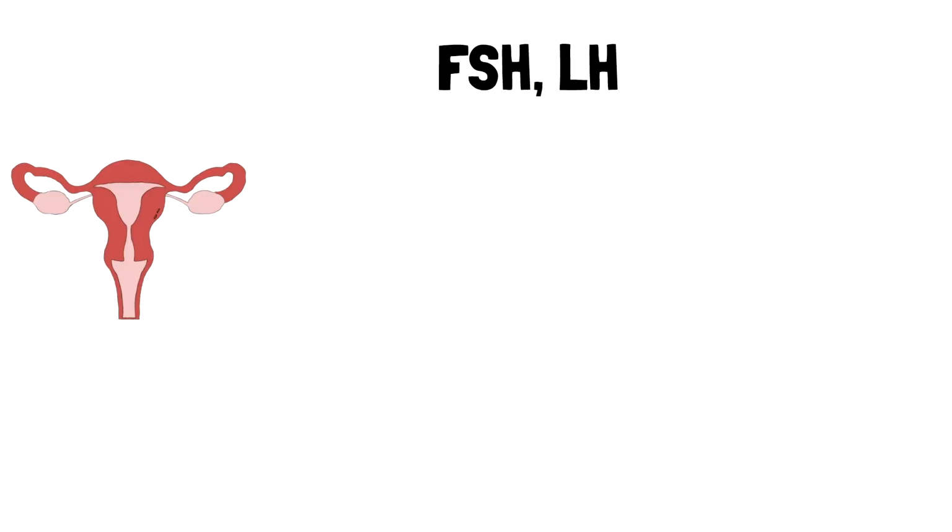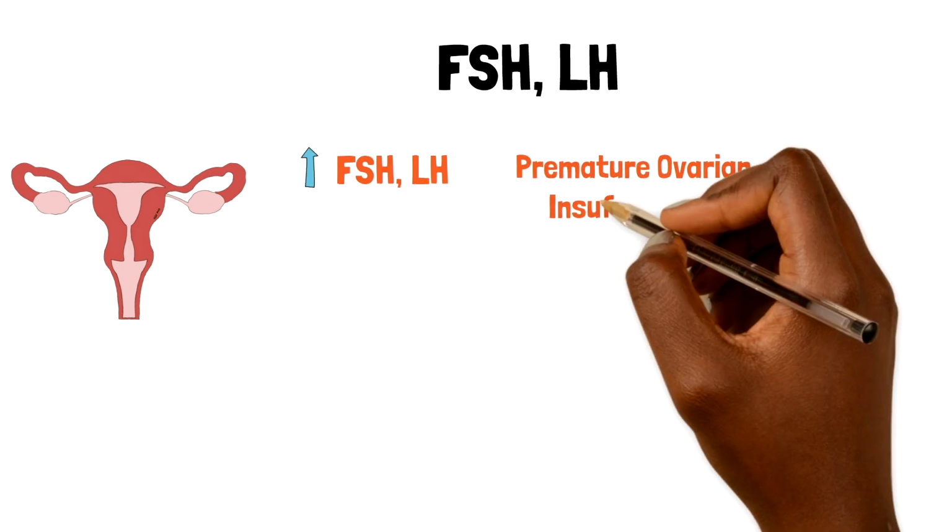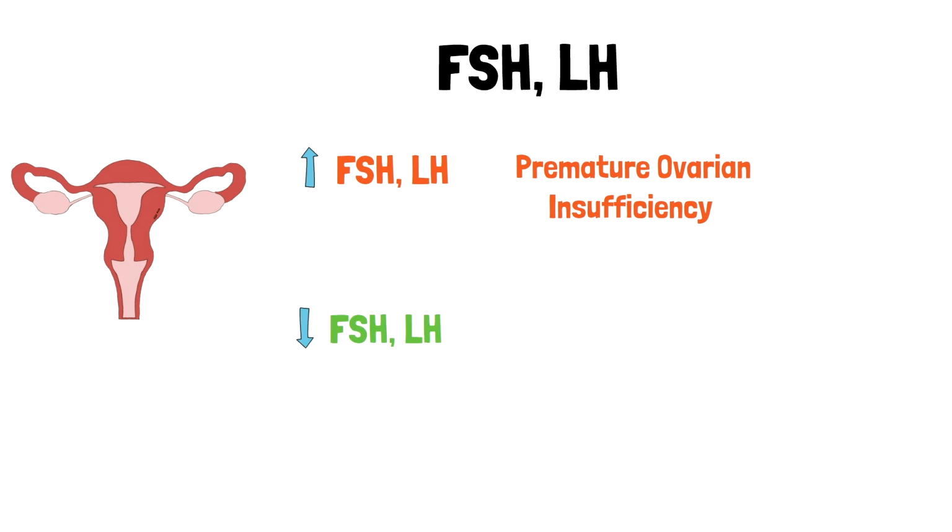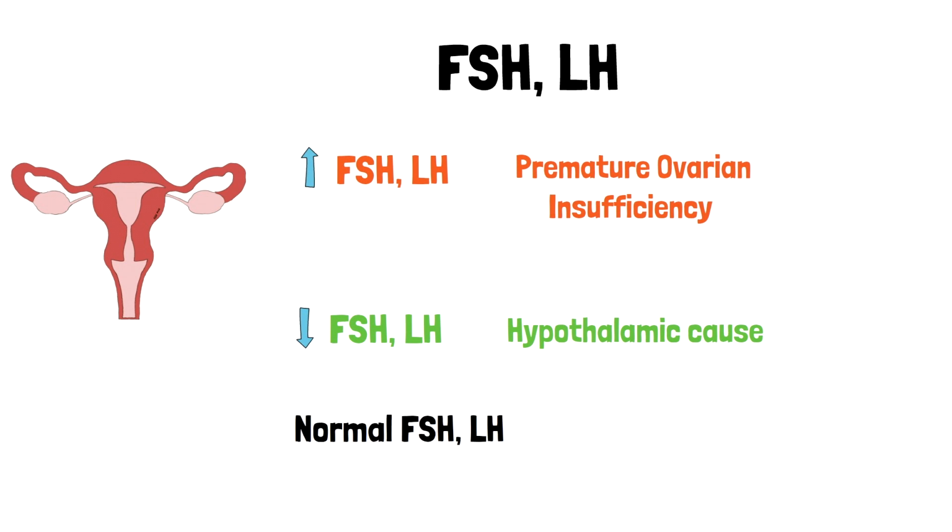FSH and LH are really useful tests to help us tell the difference between ovarian causes of amenorrhea apart from hypothalamic causes. So a high FSH and LH occurs with premature ovarian insufficiency. Low FSH and LH levels usually indicate a hypothalamic cause. It can mean there is constitutional delay, anorexia, or in short patients an intracranial lesion. Now, a normal FSH with normal or slightly increased LH may indicate PCOS.